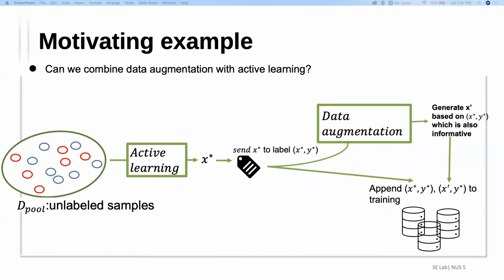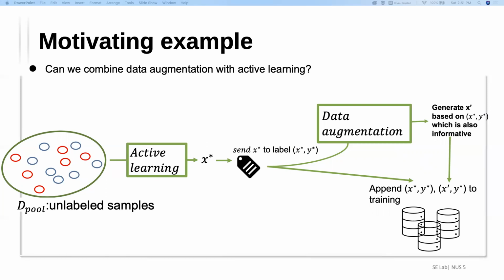So this paper is trying to combine both approaches to boost the performance of the model. The overall big picture is like this. First, I use active learning to select an informative sample X star. Then I label X star. I give it a label Y star, maybe.